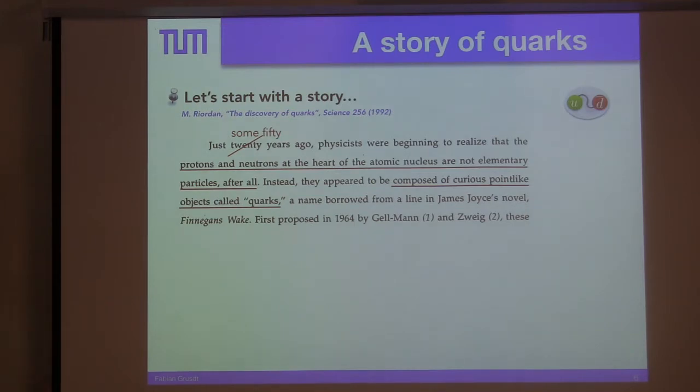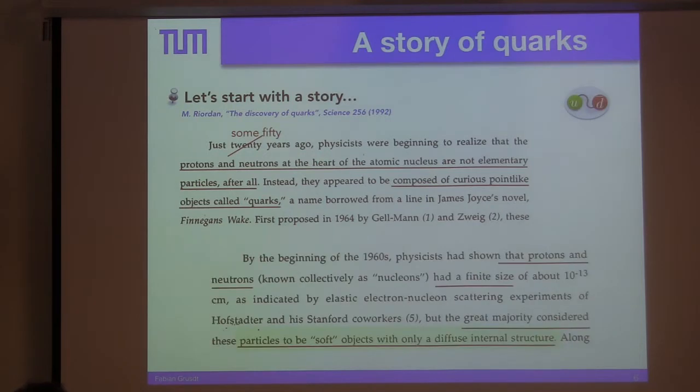So of course you know the story, right? At some point people looked closer and closer at what the nuclei consist of, and then Gell-Mann and Zweig proposed that there are quarks that make up these objects. The story of how this came about is quite interesting. It started with measurements that physicists did in the 1960s, and they found out that these nucleons have a finite size. It's pretty small, but okay. At the time, the great majority considered these particles to be soft objects with only a diffuse internal structure.